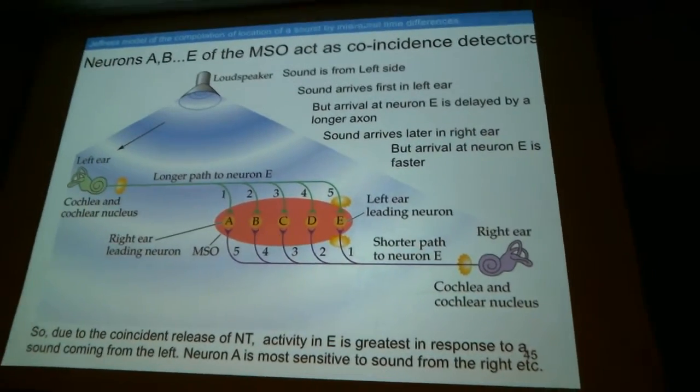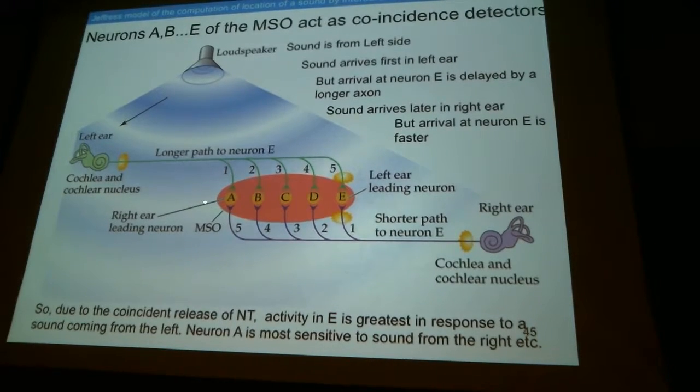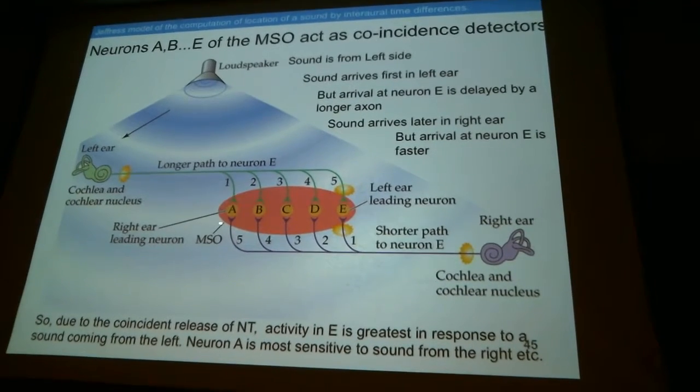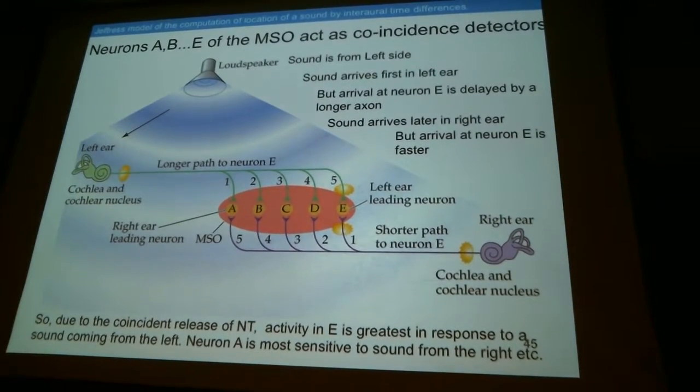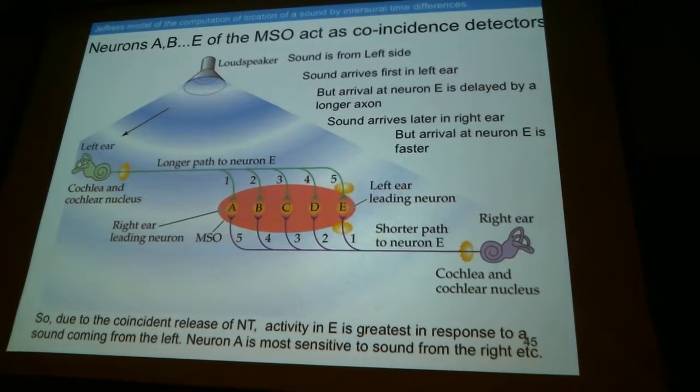And then in the MSO, you have an array of neurons. And that's represented in this drawing as A, B, C, D, E. Okay? And the idea is that these neurons each act as coincidence detectors. So they fire maximally when they get inputs from either side that arrive simultaneously. Okay? Not very much otherwise.